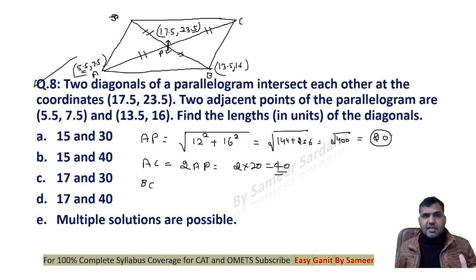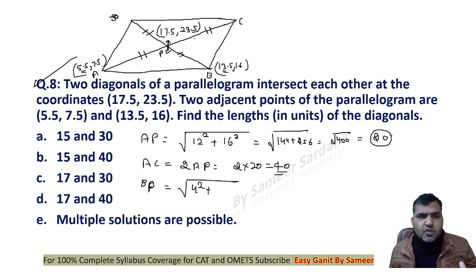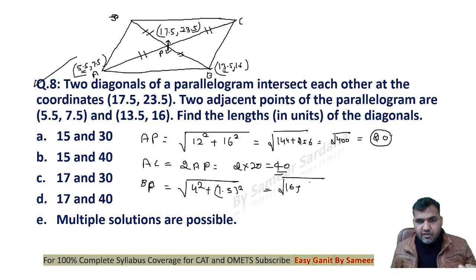So guys, BC, right? The length of BP would be again x2 minus x1, 17.5 minus 13.5, that is 4 square, plus 23.5 minus 16, right? This would be 7.5 whole square, right? That's x2 minus x1 and y2 minus y1 square. So 4 square is 16 plus 7.5 square will be 56.25.